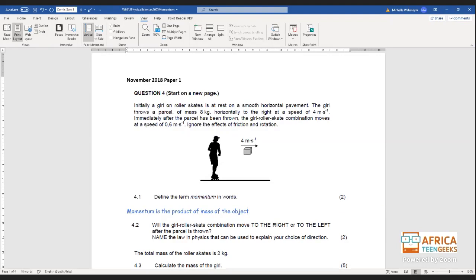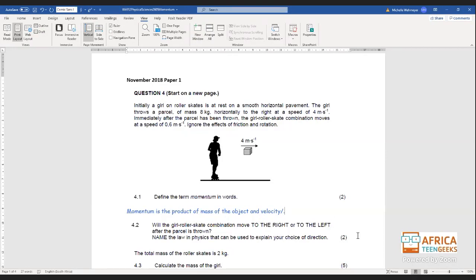Okay, any ideas? Yes, you're right, Carl. Anyone to the left, to the right? Which law are we talking about? Yep, Peter, you are right. It is to the left, and it's the third law of Newton.